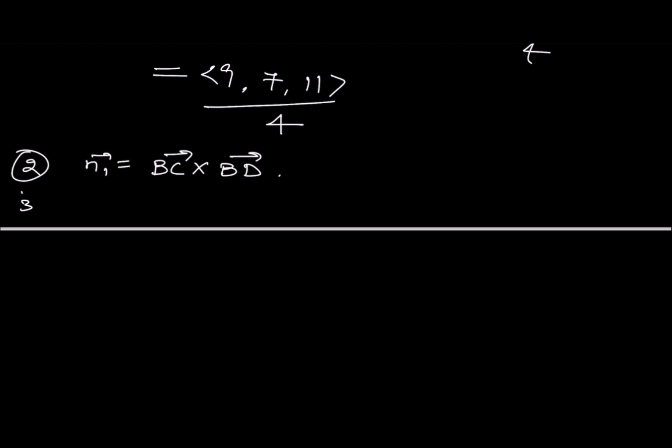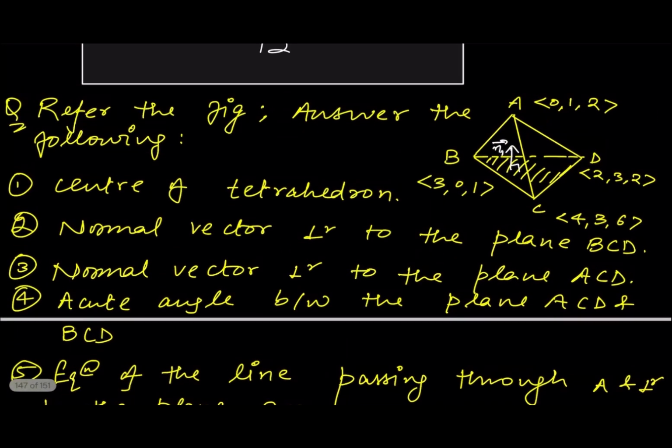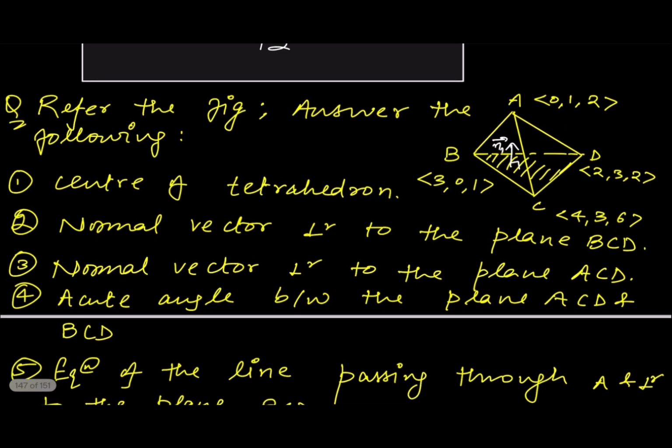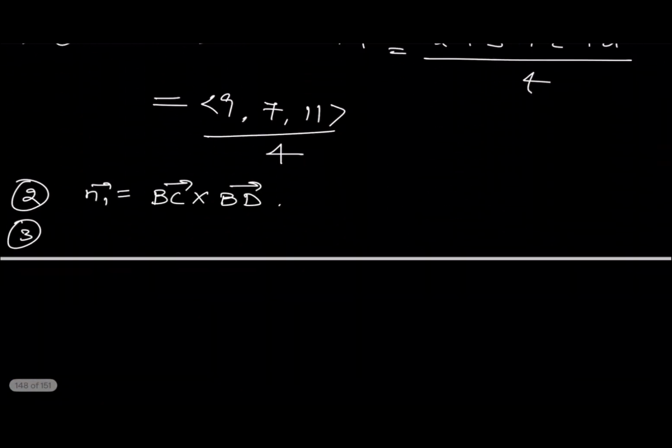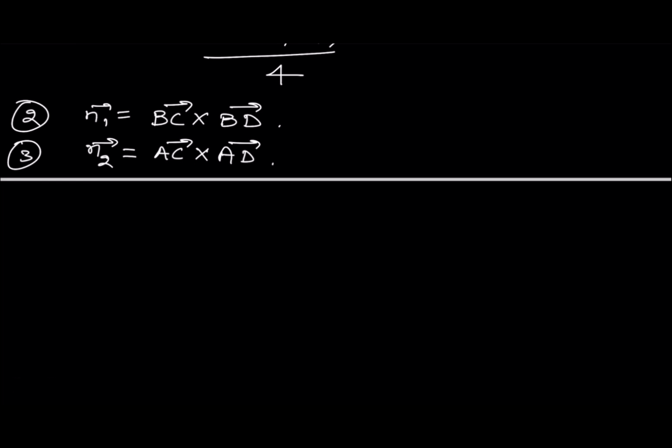Similarly, you can find the normal vector perpendicular to the plane ACD. The normal vector perpendicular to the plane ACD is this. Okay. So we can also define n2 vector as AC vector cross AD vector. Right. Fourth one is the acute angle between the planes ACD and BCD.